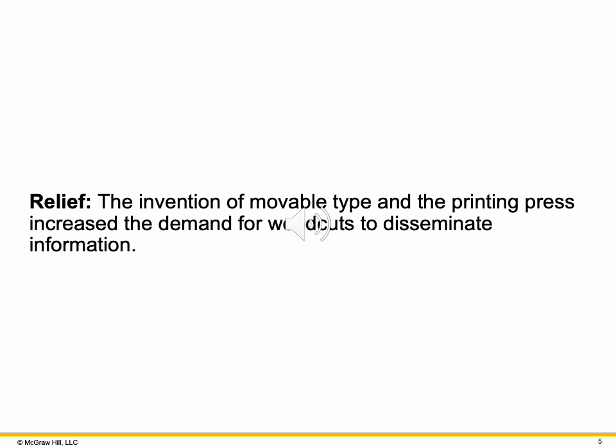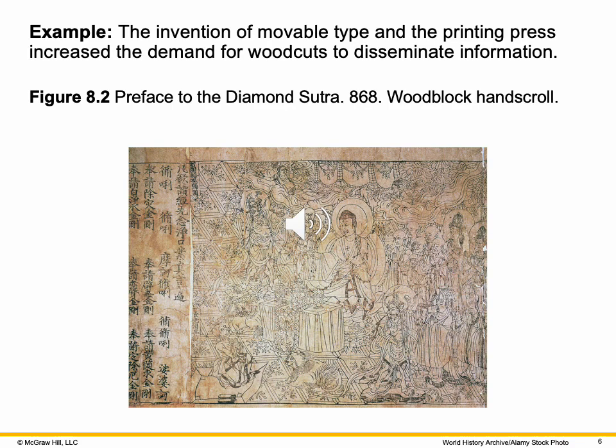Relief: the invention of movable type and the printing press increased the demand for woodcuts to disseminate information. To make a woodcut, the artist first draws the desired image on a block of wood. Then all the areas that are not meant to print are cut and gouged out of the wood so that the image stands out in relief. When the block is inked, only the raised areas take the ink. Finally, the block is pressed on paper, or paper is placed on the block and rubbed to transfer the ink and make the print.